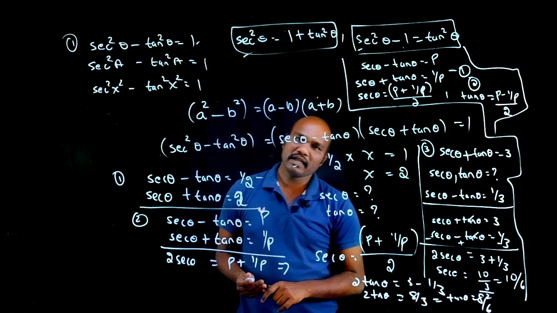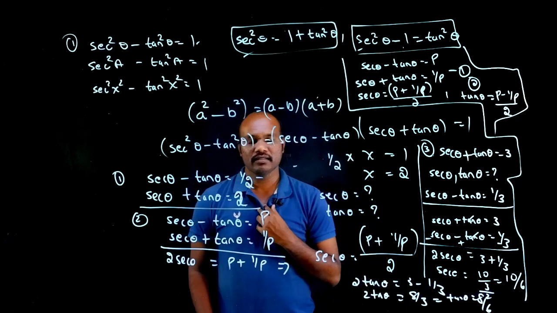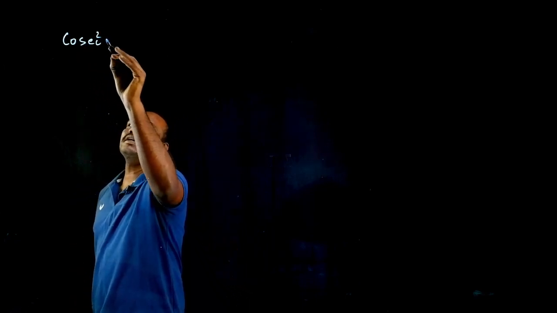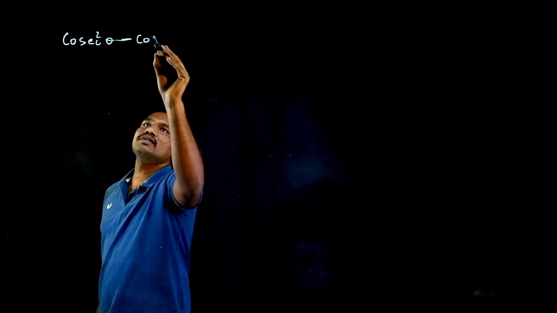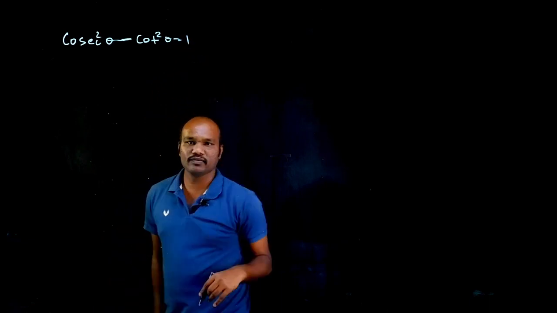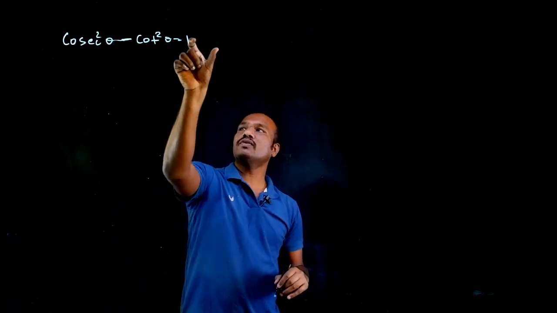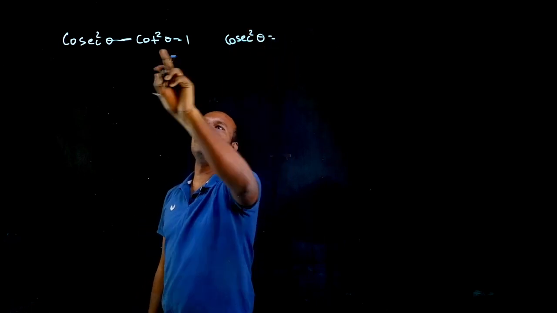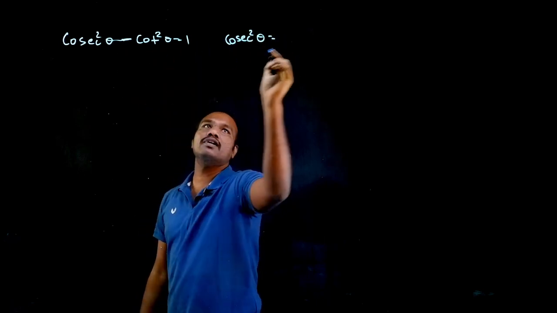Okay, let's go to the next frame. Yes or no? Yes. Okay, the next formula that we have derived is cosecant square theta minus cot square theta is equal to 1. This is what we derived. So we can send this cot square this side. So cosecant square theta is equal to 1 plus cot square theta.